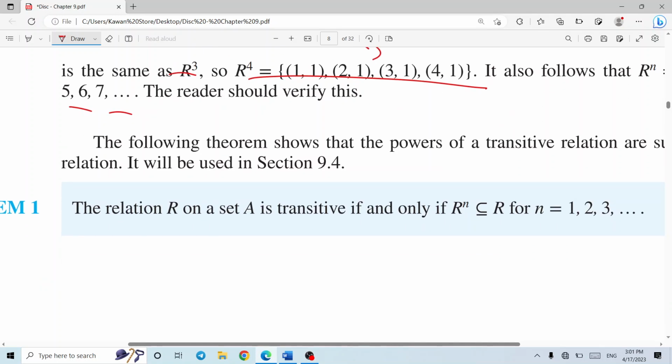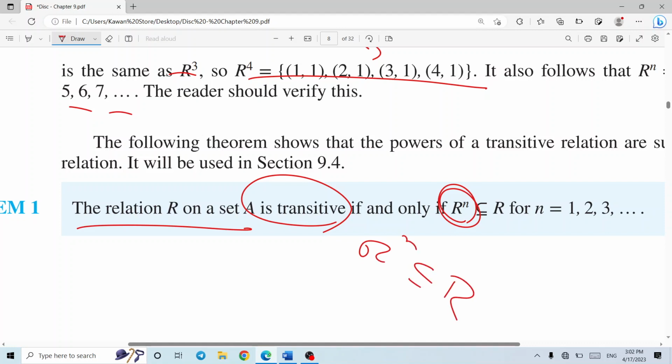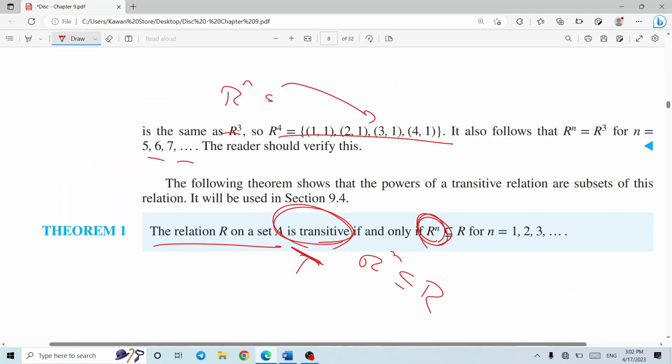Understood? By default, we have a theorem. If you want to check transitivity, if Rn is a subset of the first relation, you can say this relation is transitive. This is a theory. During the exam, or maybe during the assignment, I'm going to give you the R and ask you to show whether it's transitive or not. You can check it. That's all for today. Do you have any questions?